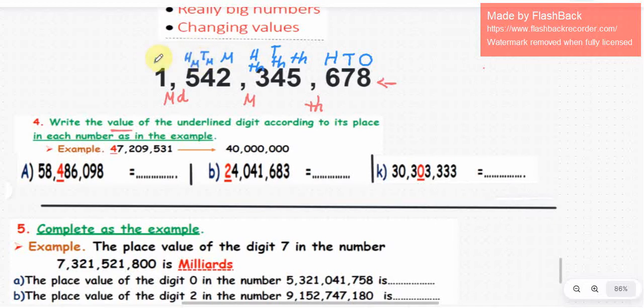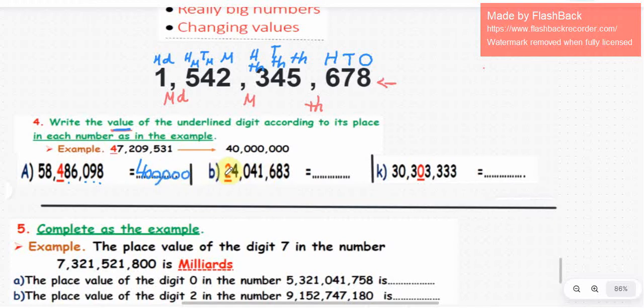Okay, so let's move to this question. Write the value. Value means the number of the underlined digit according to its place in each number, as in the example. Letter A, if I have 58,486,098. So, value means number. I need the number 4. Count after 4 from the right. How many digits do we have? 1, 2, 3, 4, 5. So I have to put 5 zeros. And don't forget to put the comma.